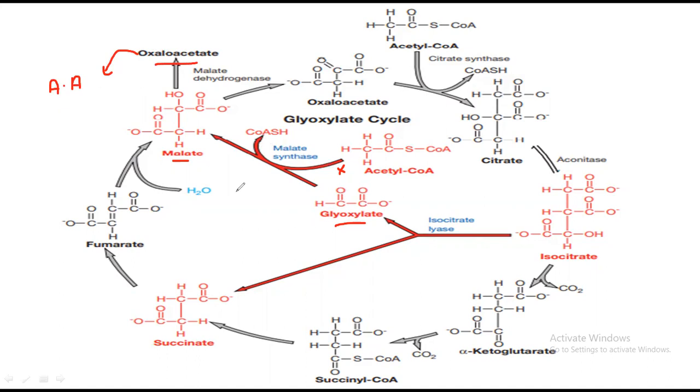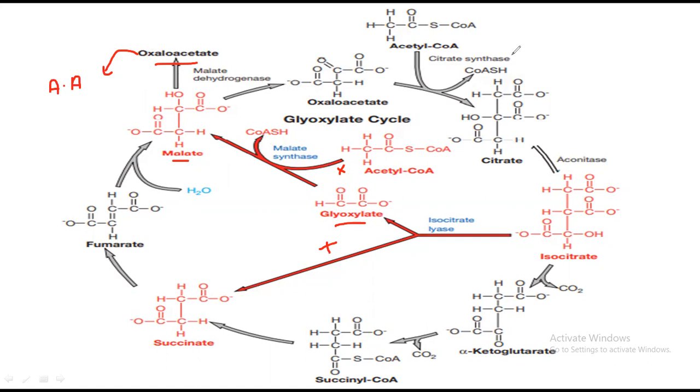Just look here. If succinate is formed, and this glyoxylate reacts with the succinate, it can give rise to fumarate and then malate, and this malate can also give rise to oxaloacetate. So it is also known as an anaplerotic reaction, and it can take place inside the anaerobic bacteria, the fermentative bacteria.